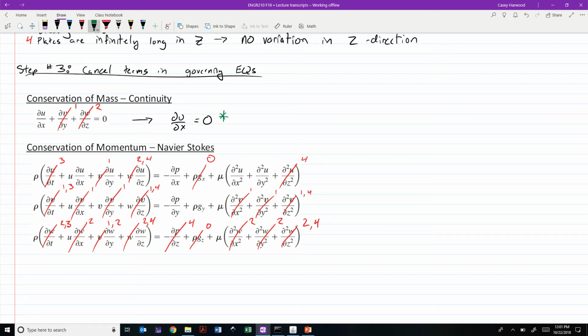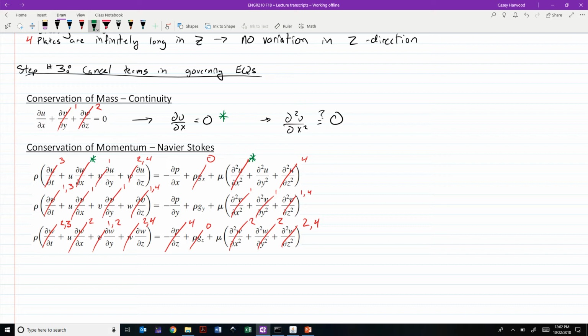We'll go ahead and star this. So if du dx is equal to 0, what could we say about, for example, the second derivative of u with respect to x? That's also equal to 0. So if we use that and we go through our equations, we've got this term right here that we can cancel out. We'll put a star by that. And we've got this du dx term right here that we can cancel out. We'll put a star on that. Okay.